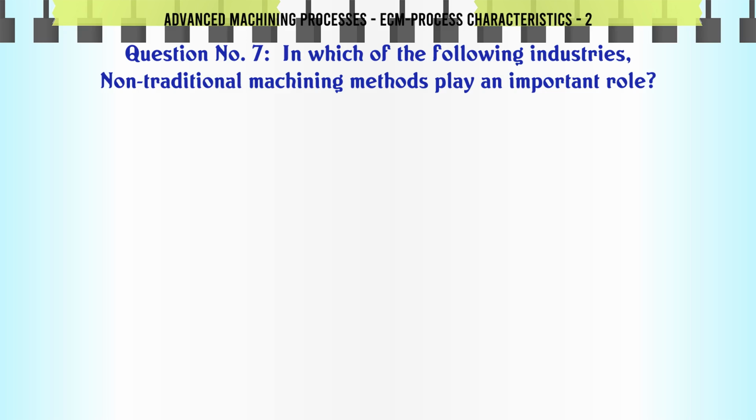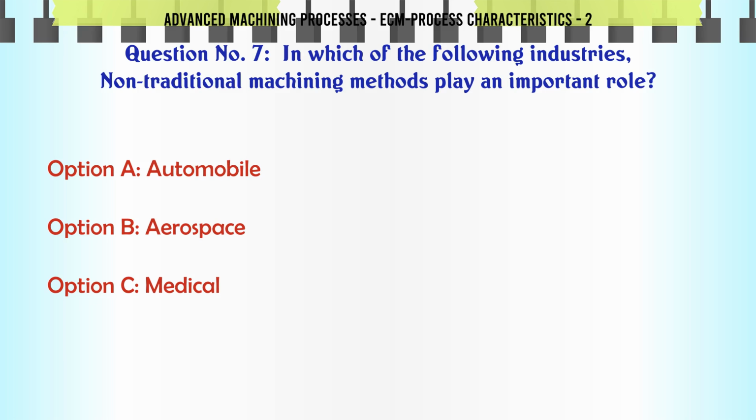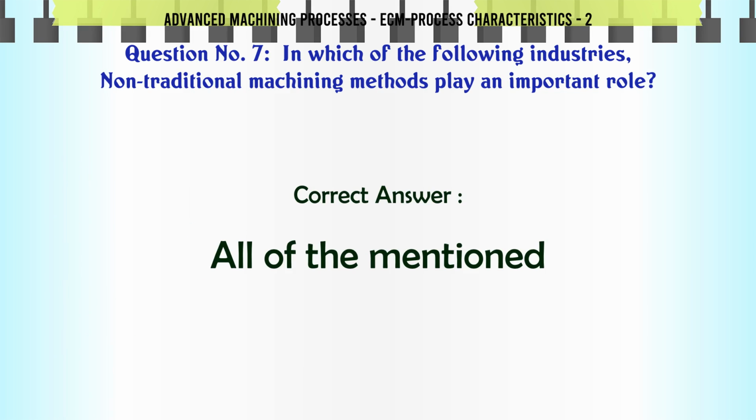In which of the following industries non-traditional machining methods play an important role? A. Automobile, B. Aerospace, C. Medical, D. All of the mentioned. The correct answer is all of the mentioned.